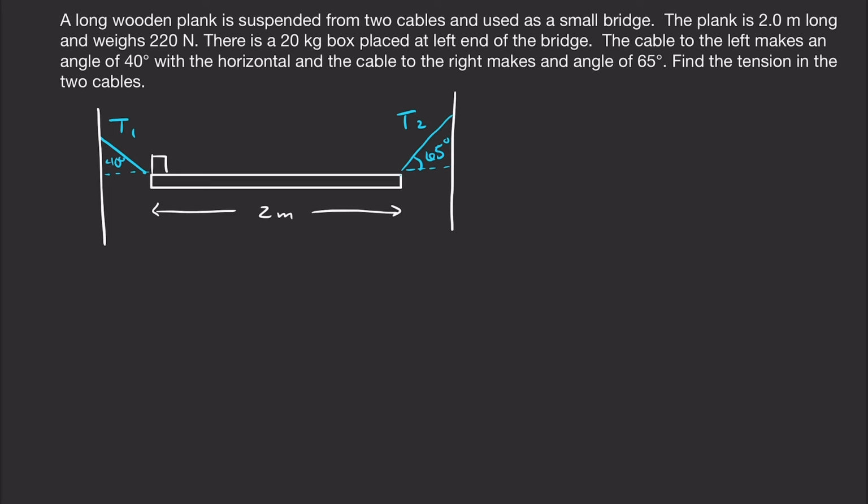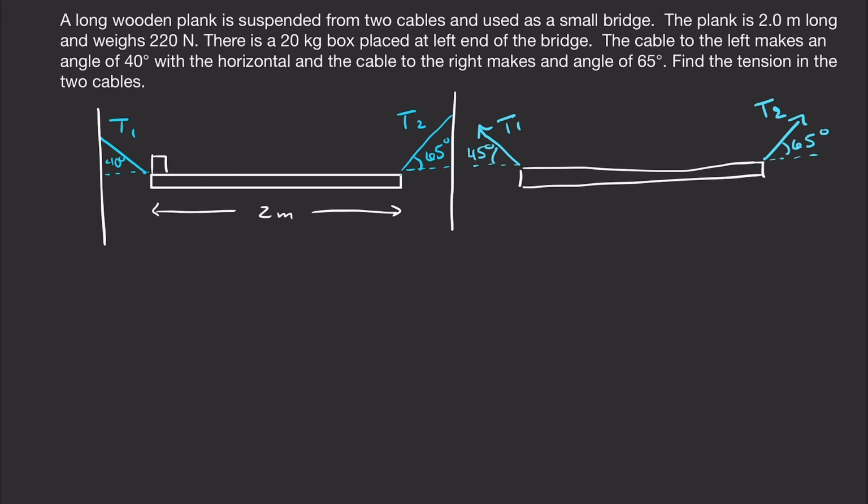In this case, we want to first draw a free body diagram, make sure we know all of our forces, especially since we're looking for 2 forces. So we have 2 unknown forces. This tension is going to be pulling on the bridge. Call this T2, and it's at 65 degrees. Then we have our other tension, T1, pulling up and to the left at 45 degrees.